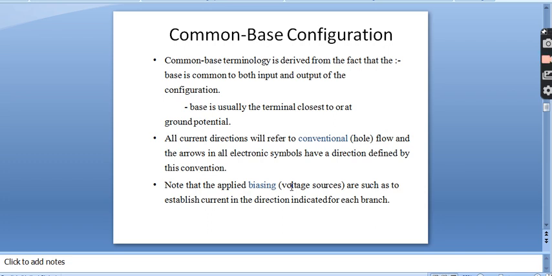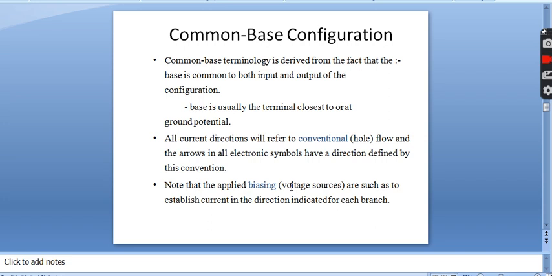So base is usually the terminal closest to or at ground potential. That means in common base, the base terminal acts for both the input side and output side. So it is also called a ground based configuration, because it will be connected at ground potential. That's why this common base configuration is also called a ground based configuration.